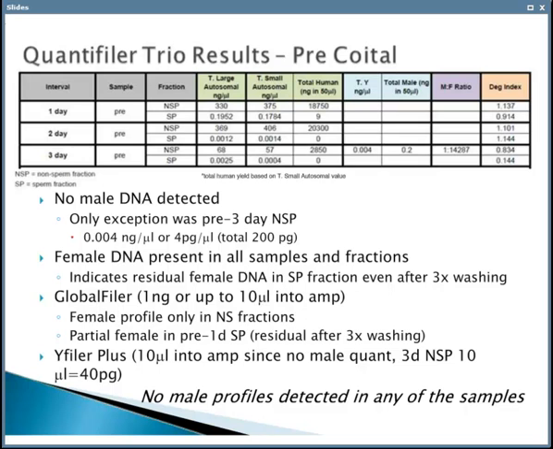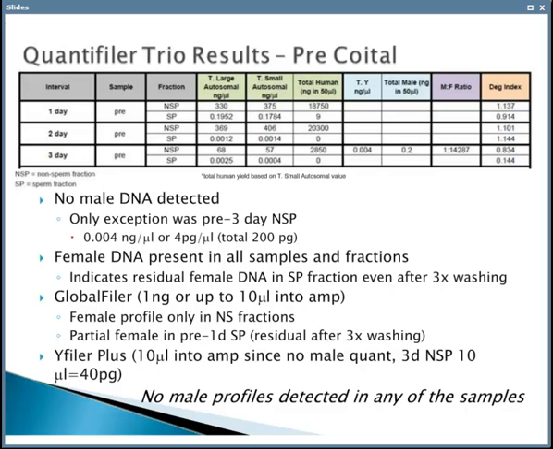We then have TY, which is the male quant, and then the total male quant. What I mean by the total human and total male is how much we actually recovered in these samples. What's the total recovery from that specimen? And then we have the male to female ratio and the degradation index.